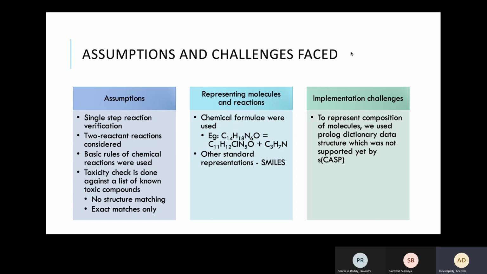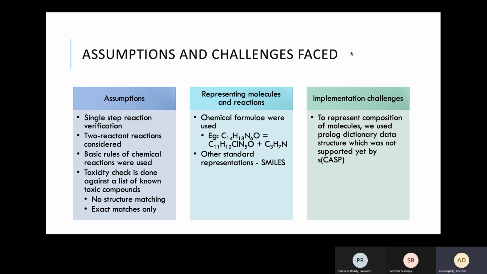While implementing this, we assumed some conditions like we'd use only two reactant reactions, considering the time constraints and implementation constraints. And also we'd only deal with single step reaction verification. We use some basic rules of chemical reactions. Toxicity was checked against a known list of toxic compounds.